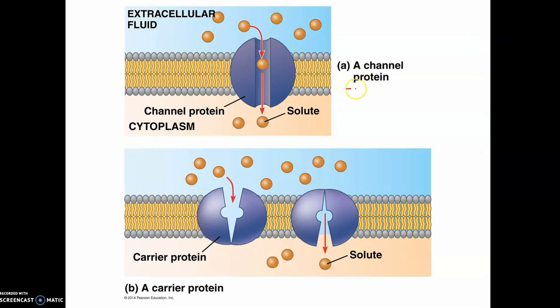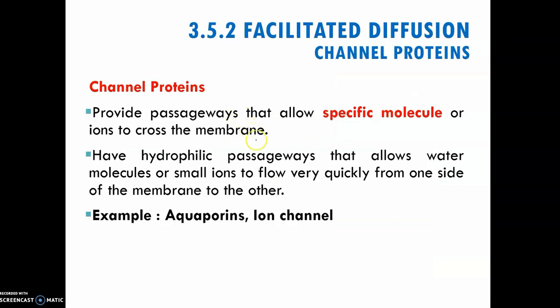Remember, we have two types of transport protein, channel protein that is always open and carrier protein that has binding site and it changes shape as the substance binds to the binding site. So channel protein provides the specific passageway for specific molecule to pass through. And it allows water or small ion to flow very quickly.